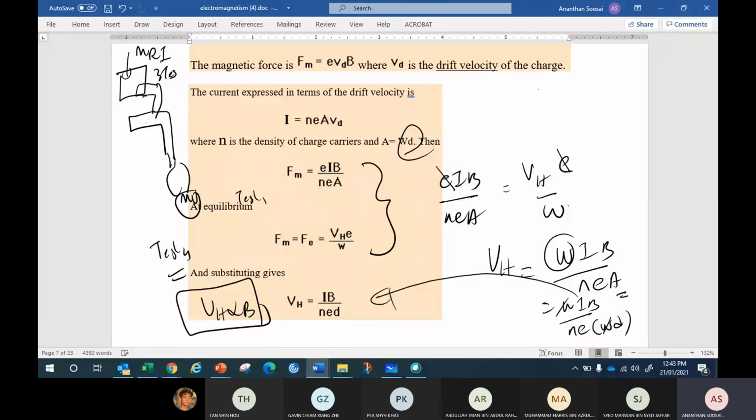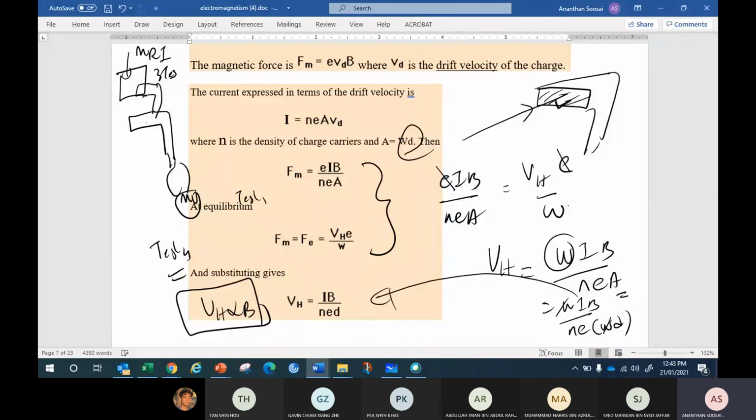When you place the Hall probe, remember the Hall probe surface is like this. This is the semiconductor, you know. Make sure the magnetic field is normal to the surface of the Hall probe, 90 degrees to the surface. Okay.